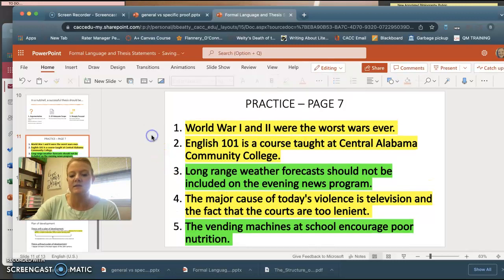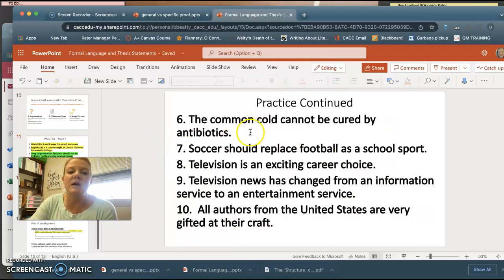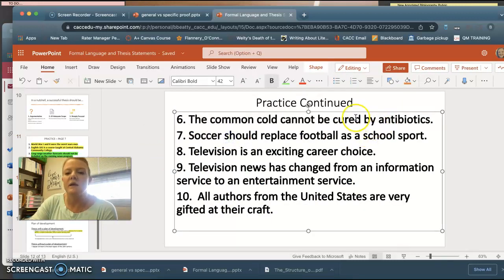All right, number 6, the common cold cannot be cured by antibiotics. That is a bad thesis statement because it is a fact. The common cold is a virus. Antibiotics only cure bacteria. So, if you have a virus, which is the cold, then you cannot be cured by an antibiotic. That's a fact.